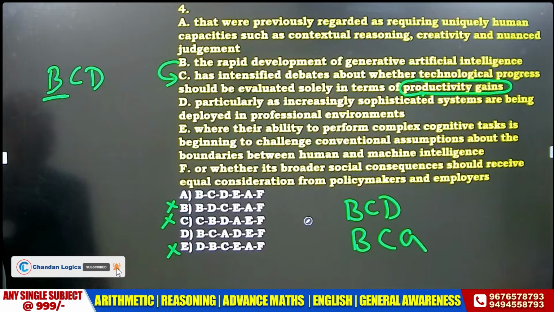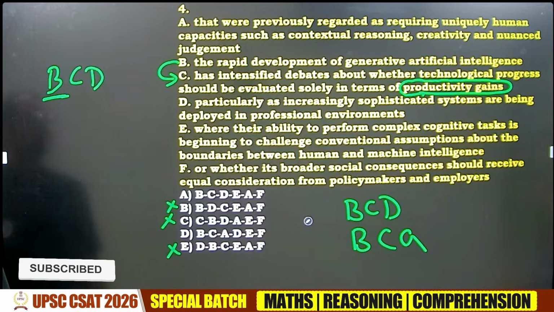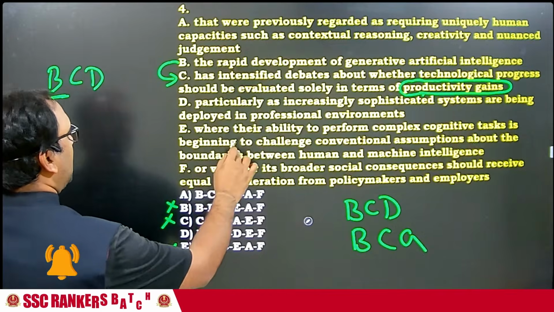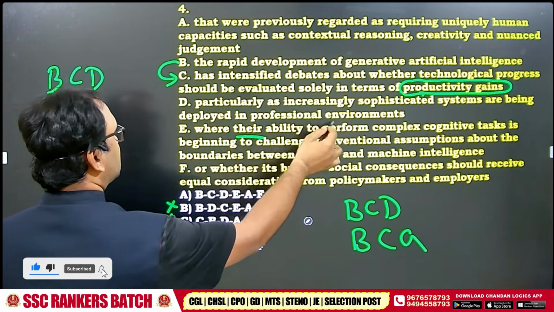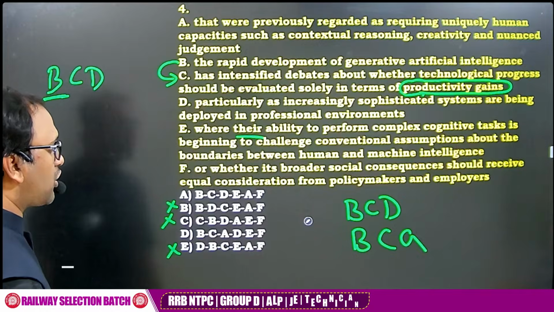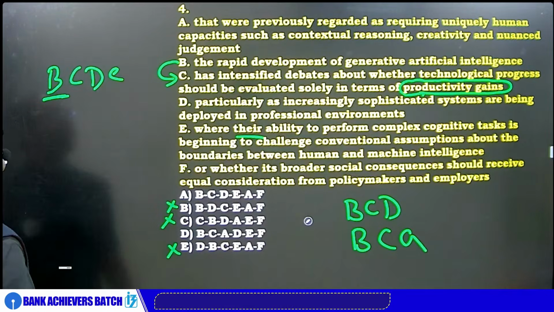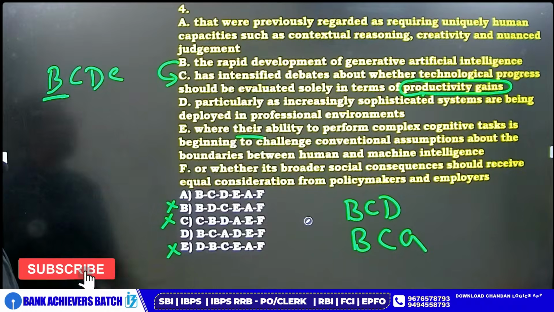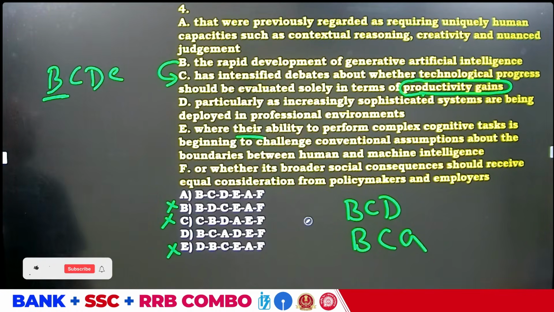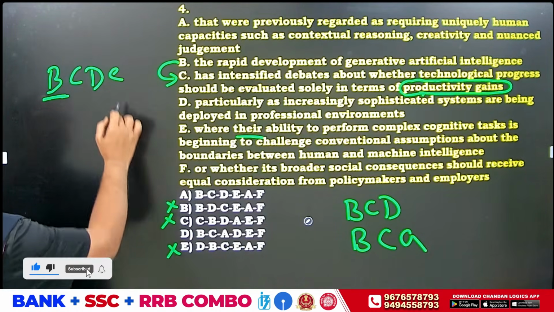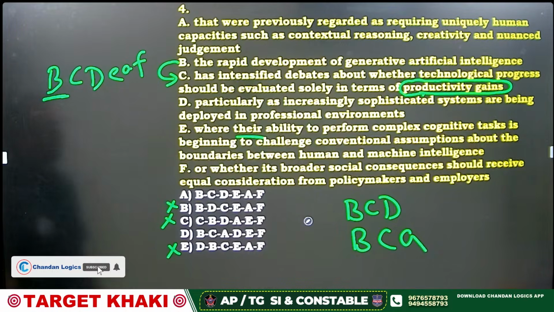Particularly as increasingly sophisticated systems are being deployed in professional environments, where their ability to perform complex cognitive tasks is beginning to challenge conventional assumptions about the boundaries between human and machine intelligence that were previously regarded as requiring uniquely human capacities such as contextual reasoning, creativity, and nuanced judgment, or whether its broader social consequences should receive equal consideration from policymakers.